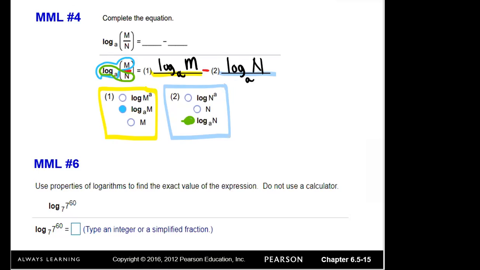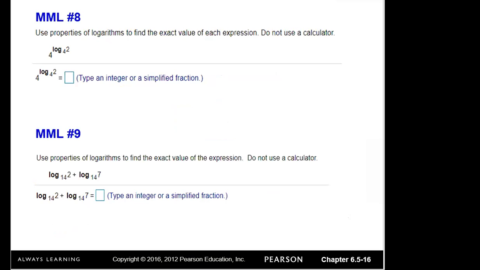Number six says use the properties of logarithms. That is log base 7 of 7 to the 60th power. That is just going to equal the 60. Because this log base 7 and that base 7 will cancel each other out, based on that property number 2 or 1 or 2, whichever one it was. And then this is another property where you've got base 4 raised to the log base 4 of the 2. So the answer is just the 2. That's your answer.